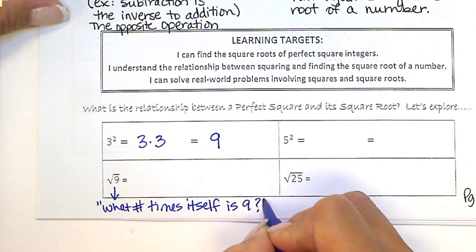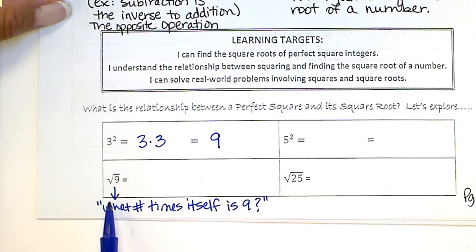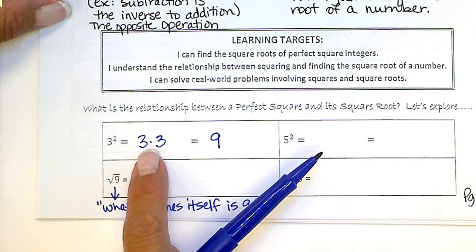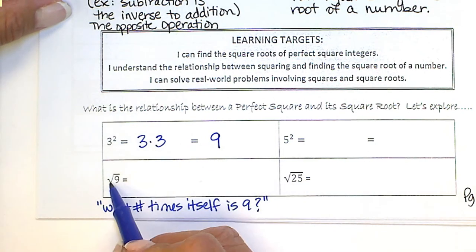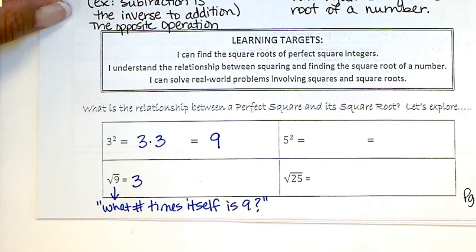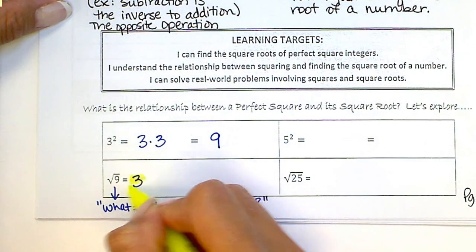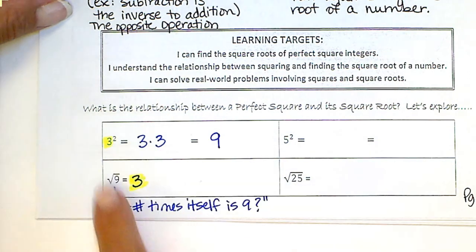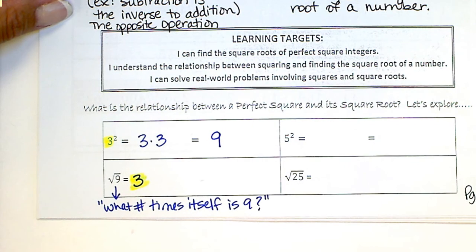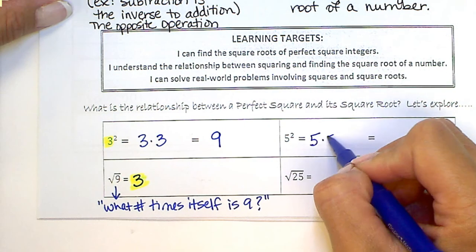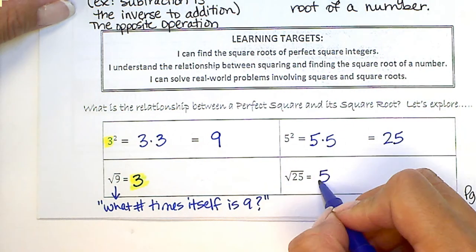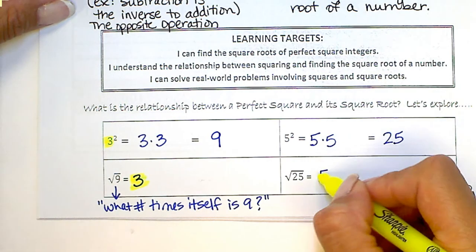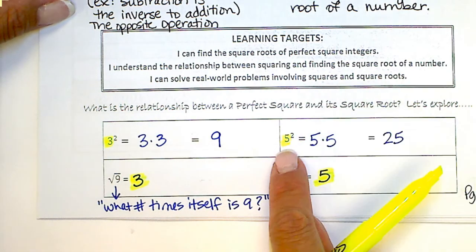Now we don't have to write that out every time, but this is what I'm thinking when I see that symbol. Well, the number that multiplied by itself to get 9 was 3. So 3 squared is 9. The square root of 9 is 3. So what you're doing, the answer to the square root was the base when I squared it. Okay? So let's look at one more. 5 squared is 5 times 5, which is 25. The square root of 25 is 5. Again, the answer to the square root is the base, or the number that I was squaring.